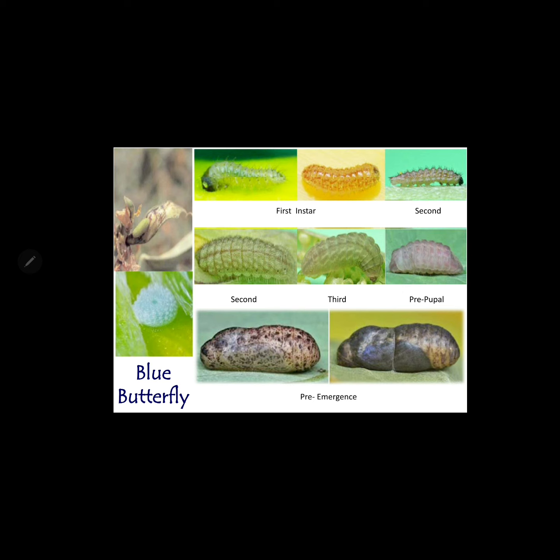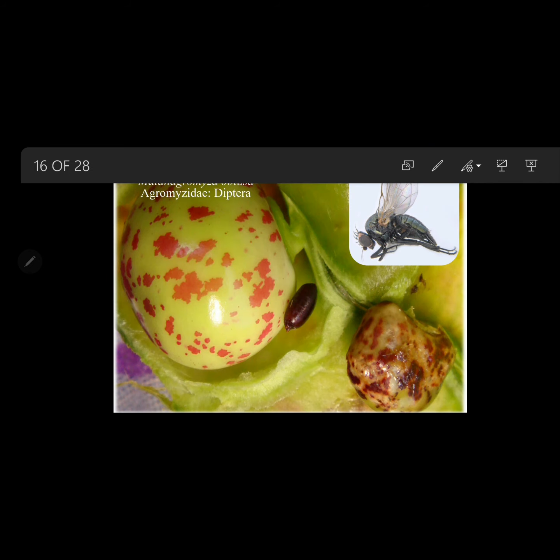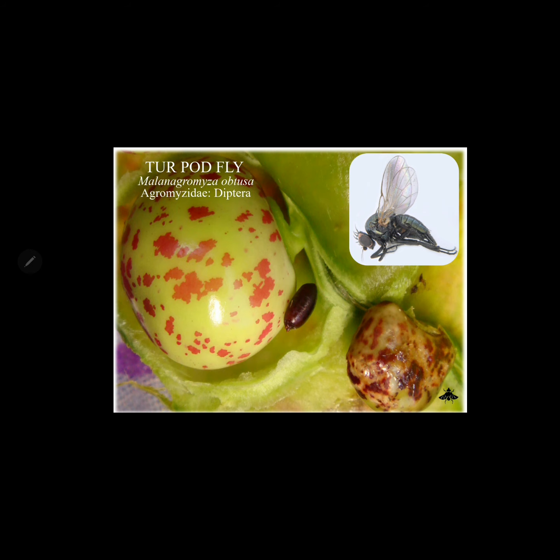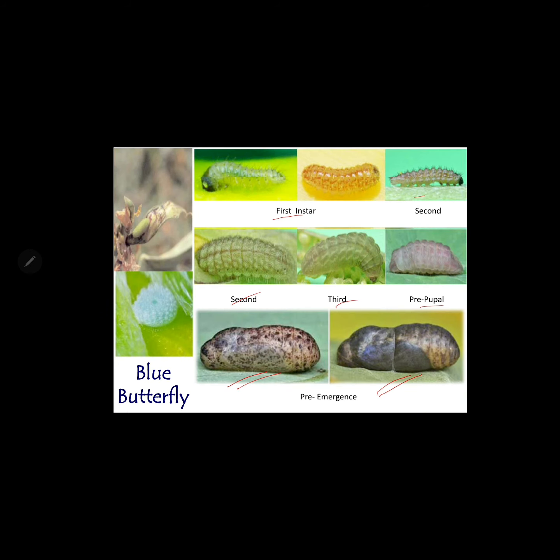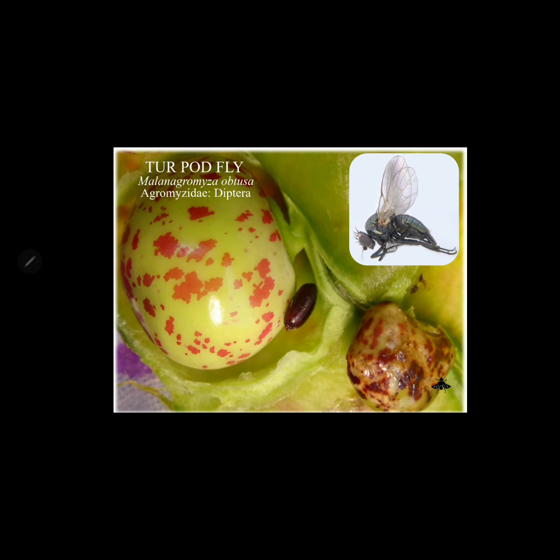These are some larval stages. It's a first instar larva, second instar larva. Here it is a second, third, and a prepupal larval condition. It's a pupal stage of this blue butterfly, and just pre-emergence of this blue butterfly we can see here. This pest bores inside the pod and feeds on the pod. So it can be controlled with any of the insecticides suggested to control spotted pod borer, like chlorpyrifos or novaluron or quinalphos, which can sufficiently kill this pest.